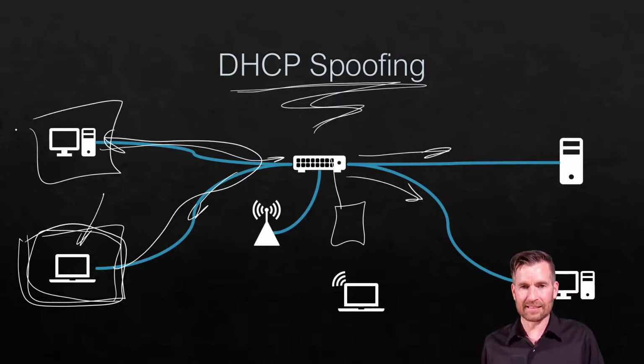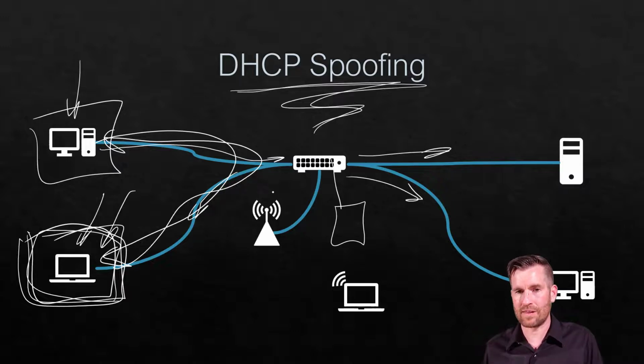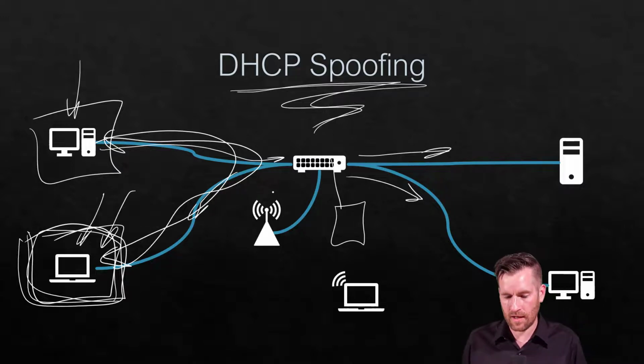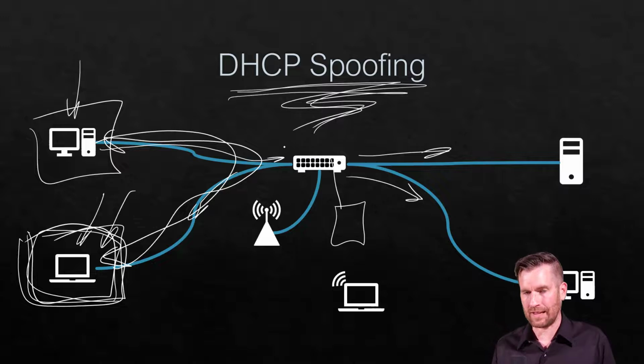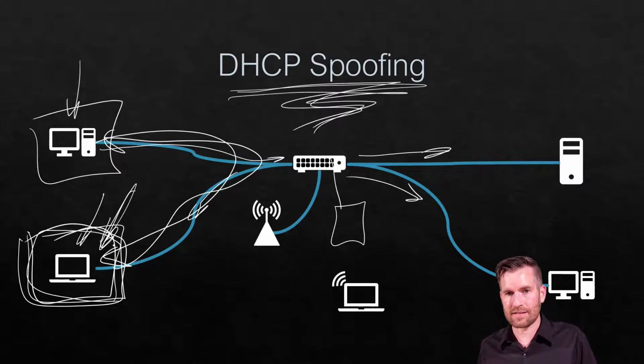And now it has control over its networking traffic, and so maybe it set up this device as being the router, so everything is now going to go to this device rather than to the actual router on the network. So that's DHCP spoofing, a device that responds back to the DHCP requests and hands out these IP addresses even though it's not authorized to do so.